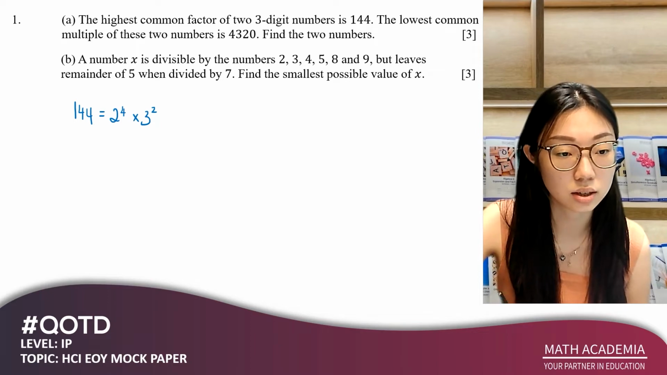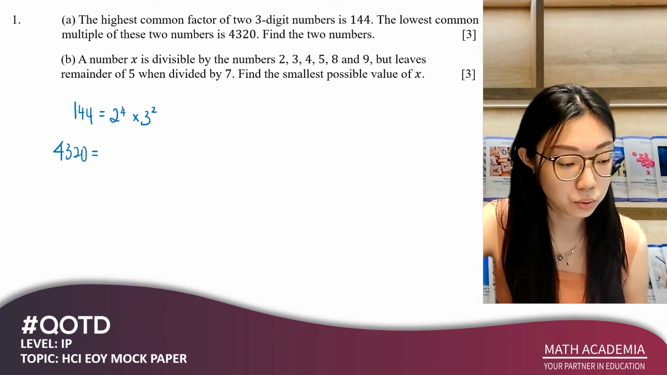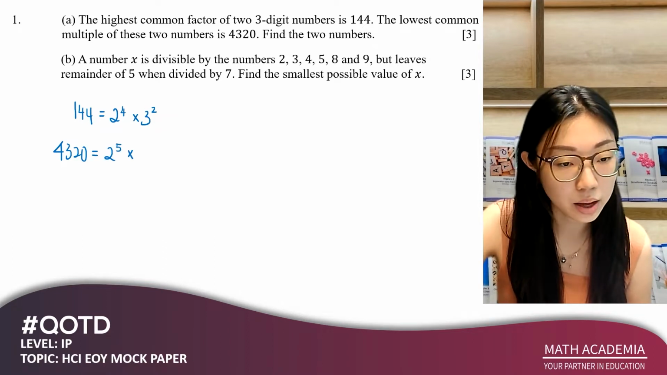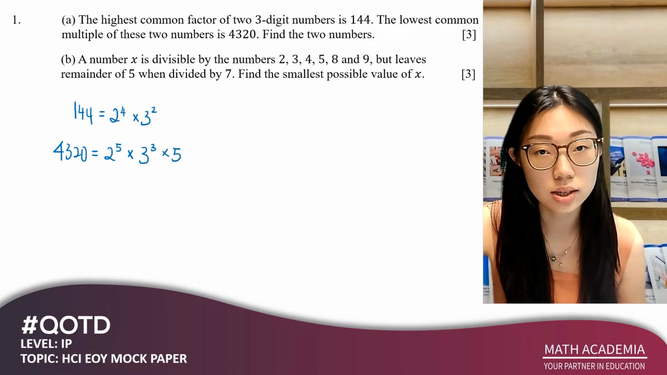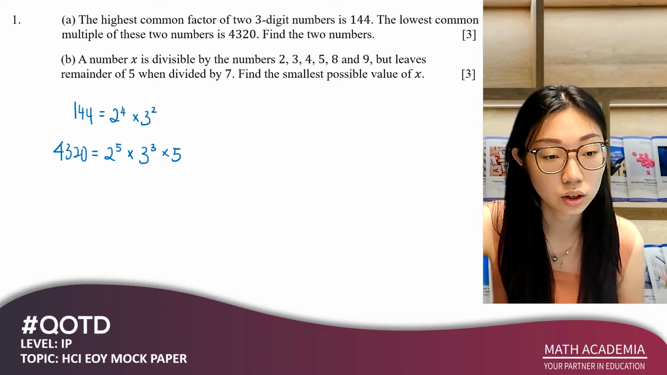Okay, we would break down 4,320 into its prime factors. Okay, and we would have 2 to the power of 5 multiplied by 3 to the power of 3 multiplied by 5. So how do we go about doing this? We would just repeat what we have done with 144.